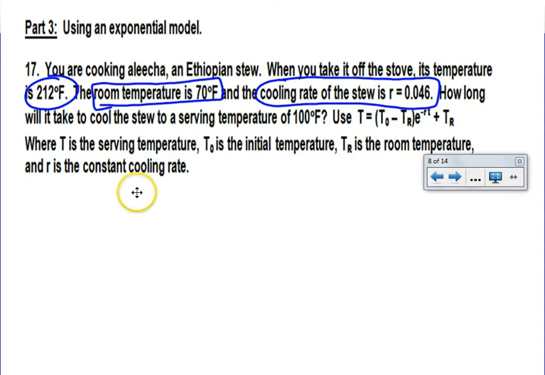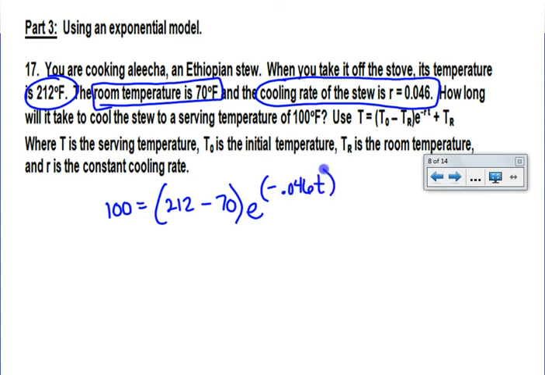If I start with T, the serving temperature, we want that to be 100. So I'm going to put down 100 equals, parenthesis, T sub naught is our initial temperature, which was 212 when we took it off the stove, minus T sub r, the room temperature, which is 70. Times e, and up in the exponent we've got a negative. Our rate is 0.046, and then t is what we don't know, so we're going to leave that as a variable. And then plus T sub r, which remember was our room temperature, 70.